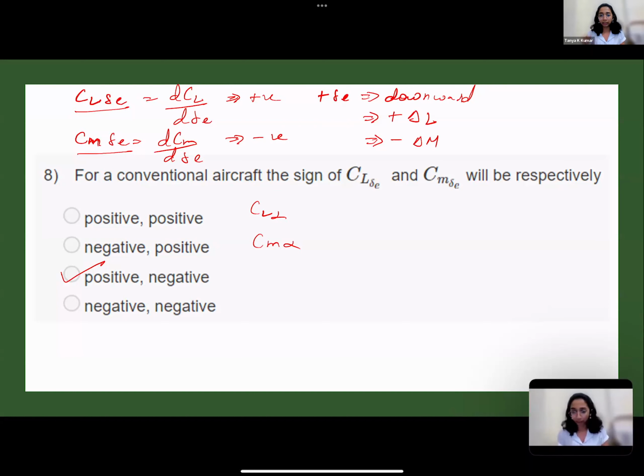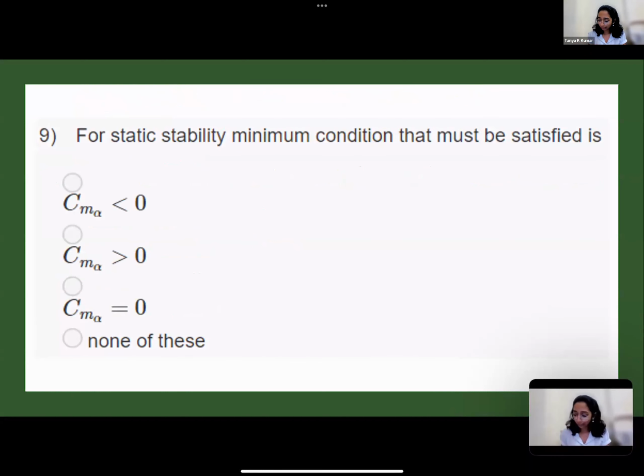So here, when I deflect the elevator down, it produces positive lift and a pitch down moment. Hence, CM is negative. For static stability, the minimum condition that must be satisfied, we've discussed this several times. Can you try to tell me? For static stability, the minimum condition. In fact, the only condition that should be satisfied. Yes, Sandra, you're right. It should be less than 0, which is the first case.